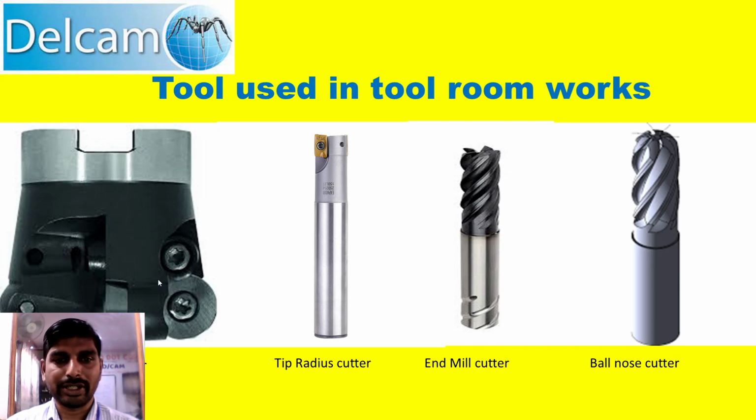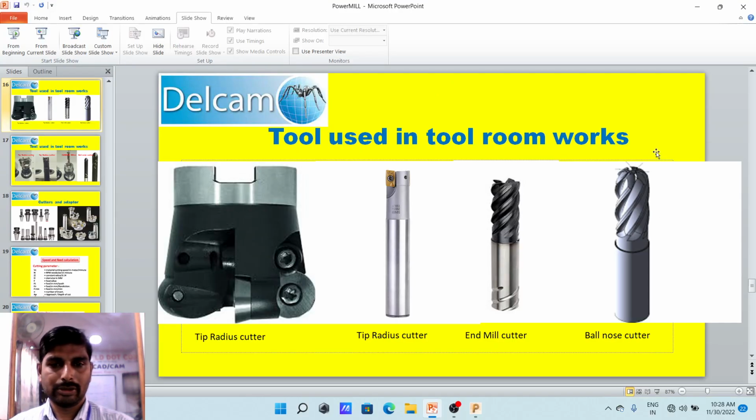So these are the tools. This one is called a tips radius cutter. This is another tips radius cutter. This cutter is called 52R6, which is the size of that cutter. This is 25R.8, where 0.8 is the radius here. Then the third one is called an end mill and the fourth one is called a ball nose or profile cutter.